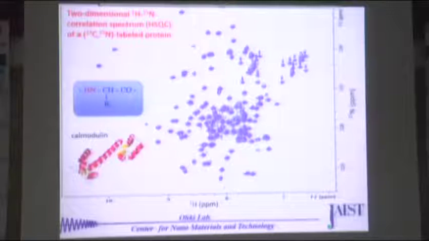So think about the protein structure. Each amino acid residue has one amide group in the protein backbone. Calmodulin is composed of 148 amino acid residues, and we see quite nicely separated 148 peaks in this spectrum. One residue gives one peak in this spectrum, so it is a very useful spectrum to check protein folding or protein interaction.